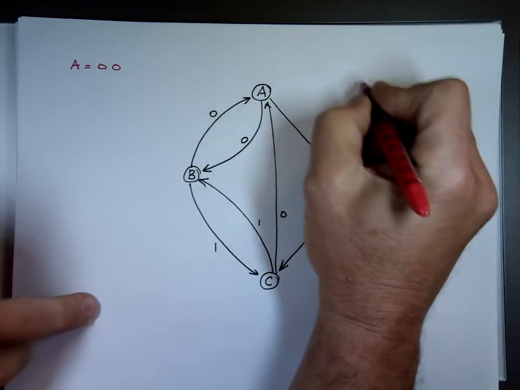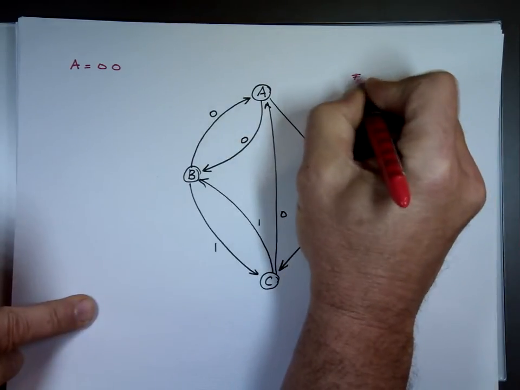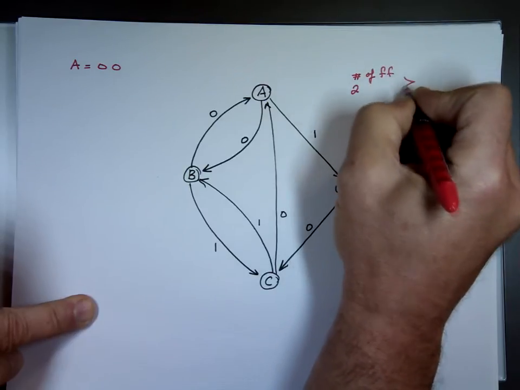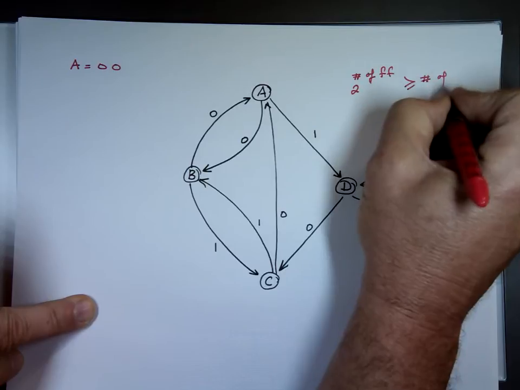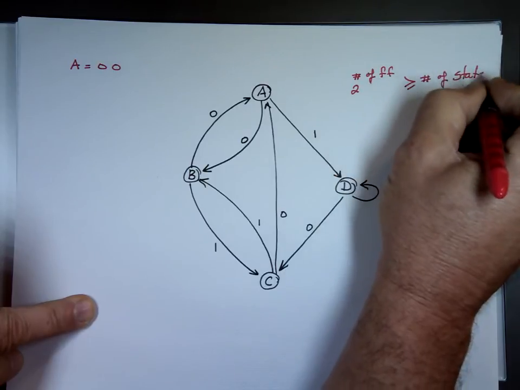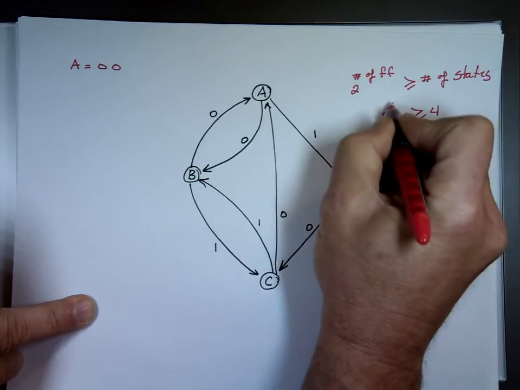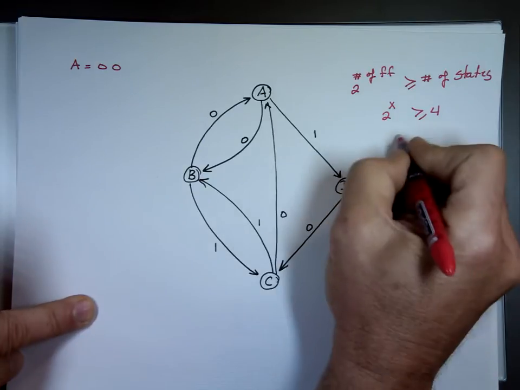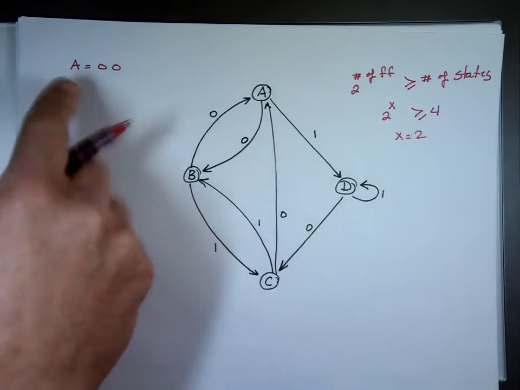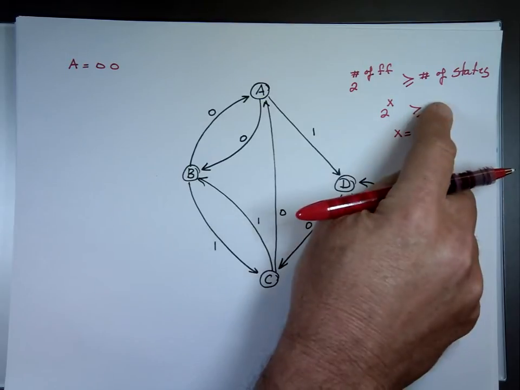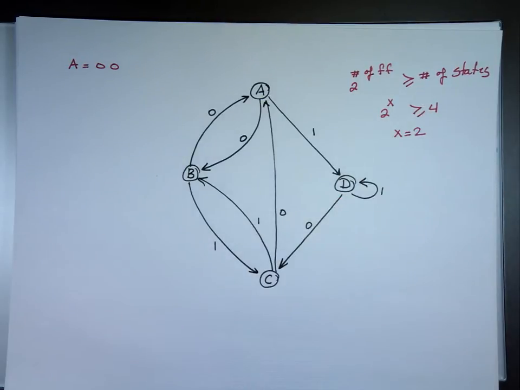If you recall from last class, 2 to the number of flip-flops should be greater than or equal to the number of states. So I have 4 states. So 2 to what power is going to be greater than or equal to 4? X will have to be 2. That's why I'm using 2 digits for the coding of the states. That will cover all the possibilities. If I have one more state here, 5 of them, I will have to use how many digits? 3. And maybe some of them might be unused states.